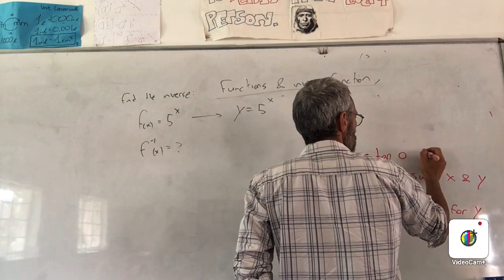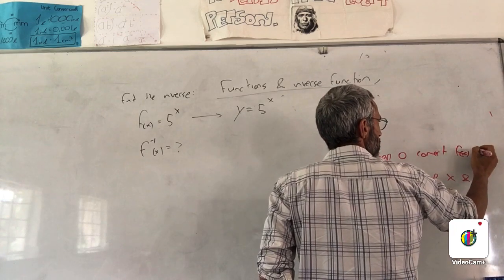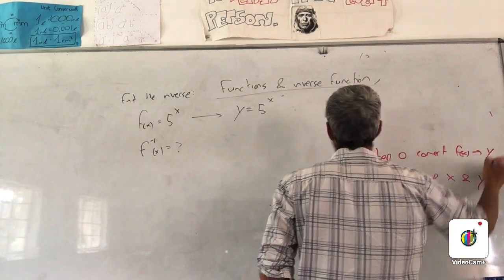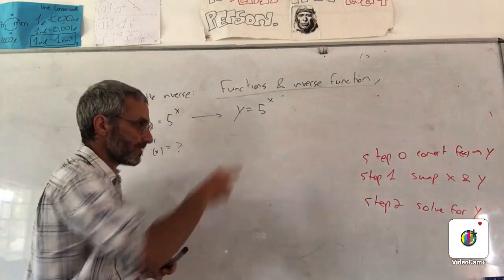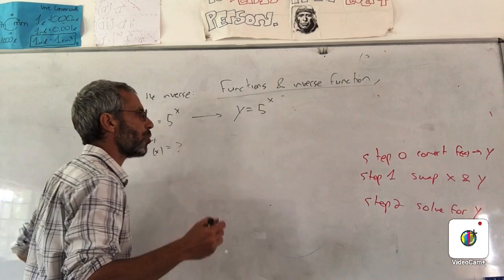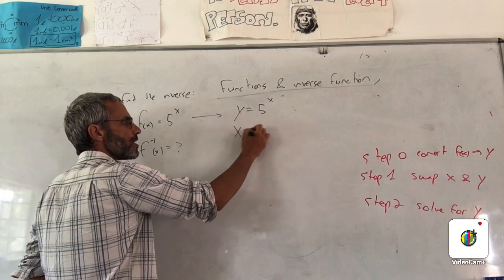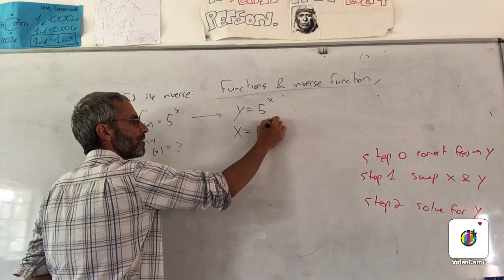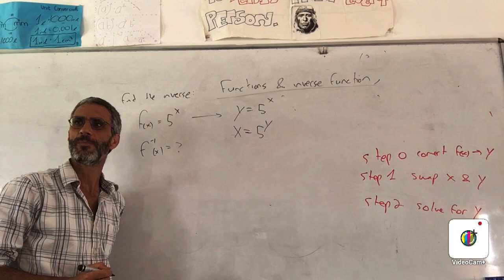Step 0, convert f of x to y. Instead of writing f of x, write y. It's just easier. Right, so that was step 0. Step 1. What will step 1 be? Swap. x equals, I don't know what you're saying now. So 5 to the power.